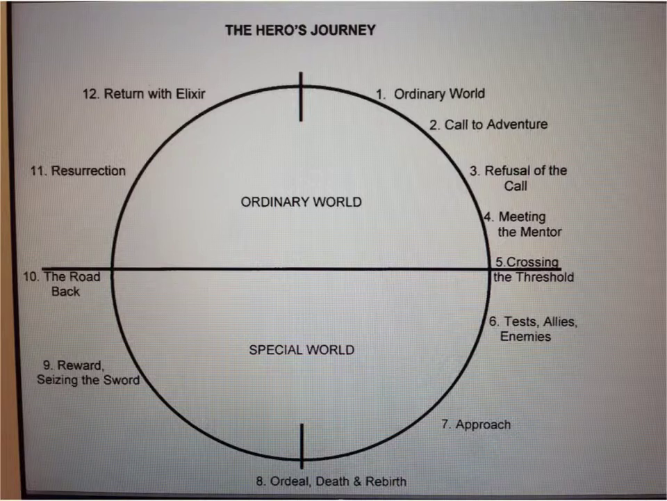All right, so stage 9. Our hero has the seizing of the sword. Having survived death, beaten the dragon, slain the minotaur, the hero now takes possession of the treasure that he's gone to seek. Sometimes it's a special weapon like a magic sword, or maybe a token like a grail, or some elixir which can be used to heal the wounded land.